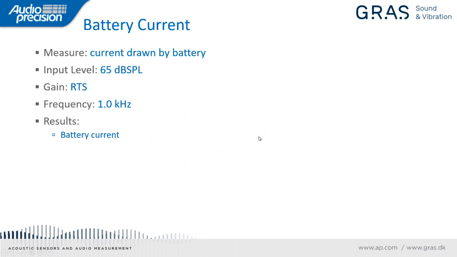Another important metric is the battery current. This is intended to give us an idea of how much current the battery draws as it's used for normal working purposes. It's important because these devices are battery powered, and we want them to work throughout the day for users. In this case, the input level to the hearing aid is 65 dBSPL, the gain is at the reference test setting, we're generating a frequency of 1 kilohertz, and we measure the current drawn by the battery.